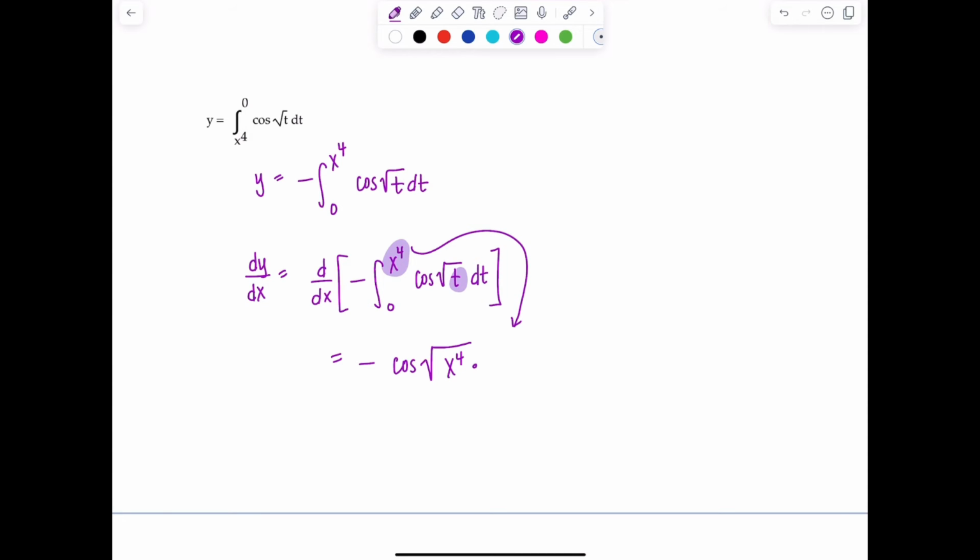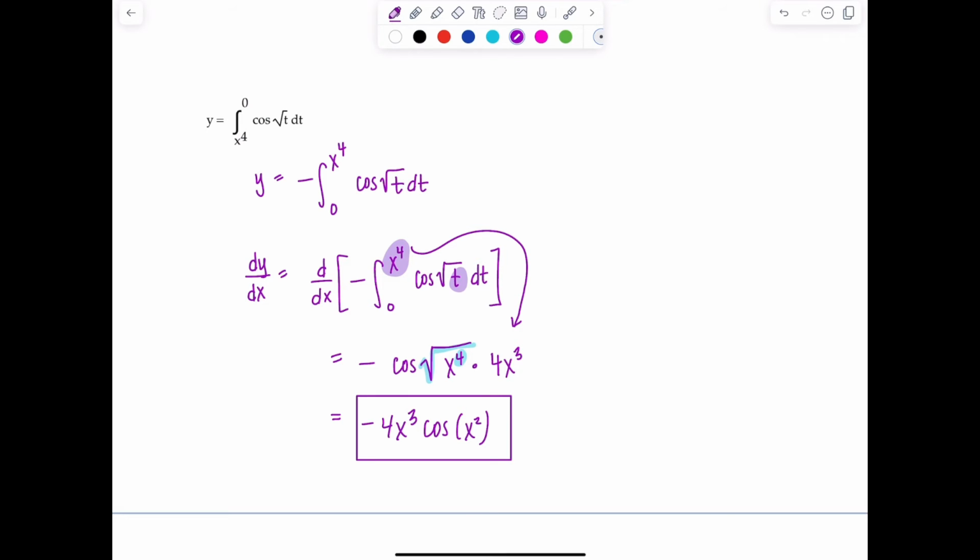What would it be? 4x cubed. Very good. And then notice the square root of x to the 4th, we can simplify and just make it x squared. So let me put that all together. Negative 4x cubed, and then we have cosine of x squared, like that. Very good.